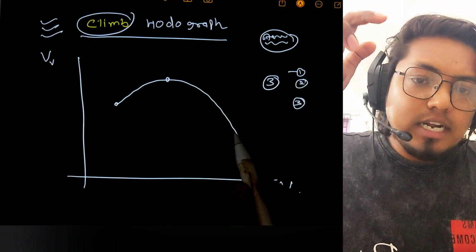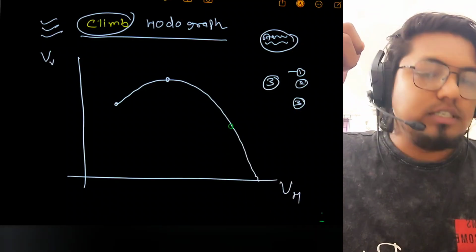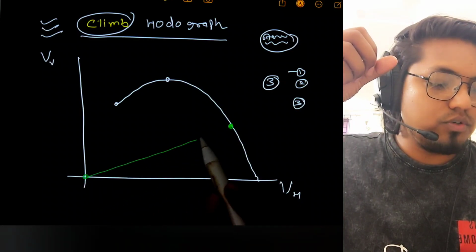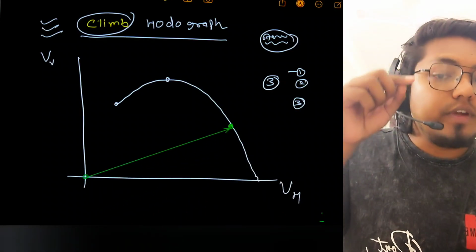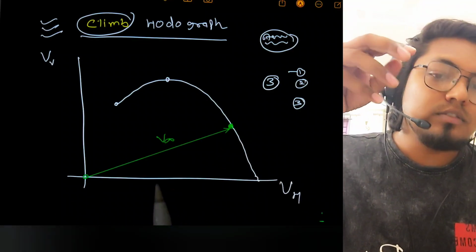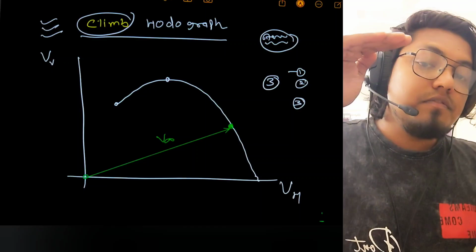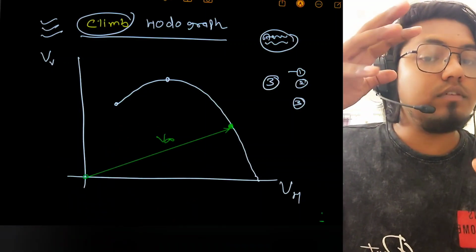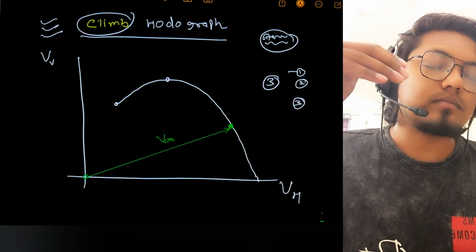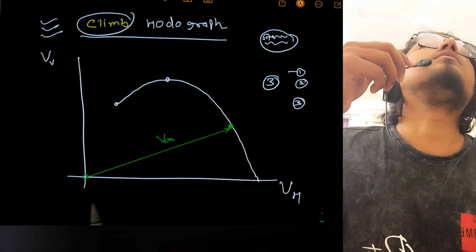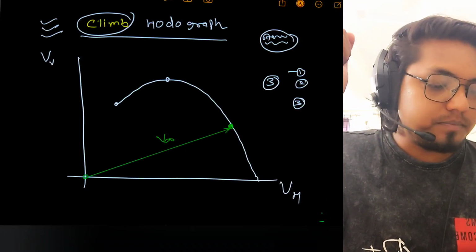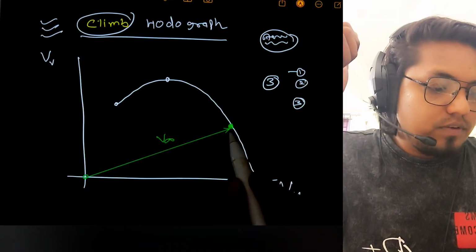Suppose randomly I am choosing one point here. When you put one point here, you draw from the origin, from 0 0, one vector like this. When you measure this vector, it is the magnitude of what the free stream velocity was at that time, or what the flight speed was at that time. I'm very sorry, today I have a cold, but I wanted to make this video today, otherwise I'll forget to upload it.